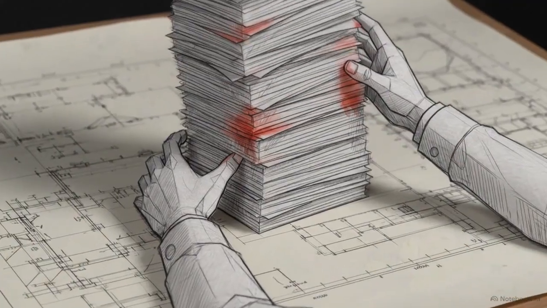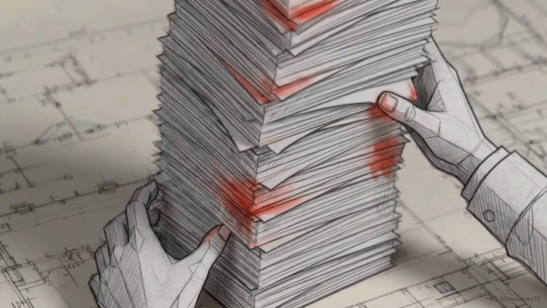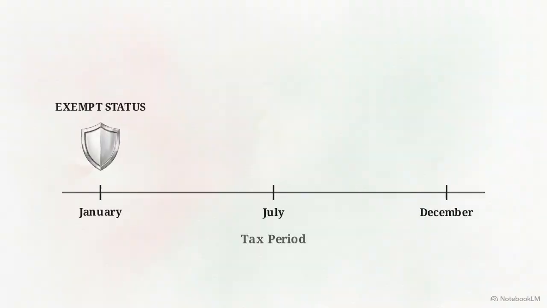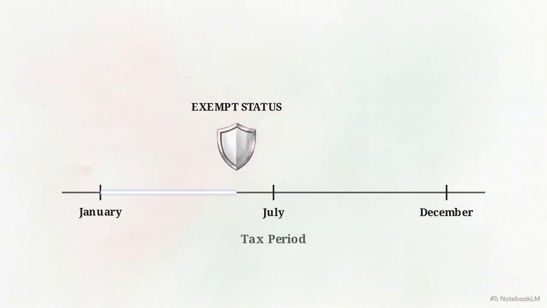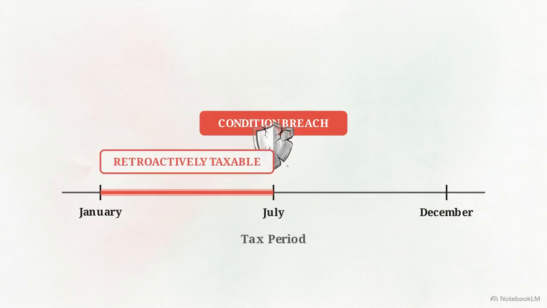UAE corporate tax exemption is not a permanent right attached to a corporate structure. It is an ongoing, fragile state of compliance. Failing to meet statutory conditions at any time during a tax period shatters the exemption. The loss doesn't start on the failure date. Instead, a retroactive penalty strips the exempt status from the beginning of that entire tax period.